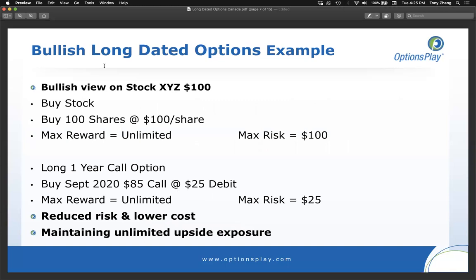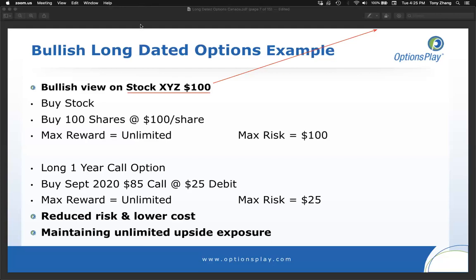So I think the best way to really look at this is going through an example. So if we have a bullish view on stock XYZ and the stock's currently trading at $100, and you think over the next year this stock is going to rally. And again, this is a relatively long dated view. This is not something where you think the stock's going to go from 100 to 103. This is a stock that you think is going to go from 100 to maybe 120, 130, a long-term investment that you want to make in this individual stock.